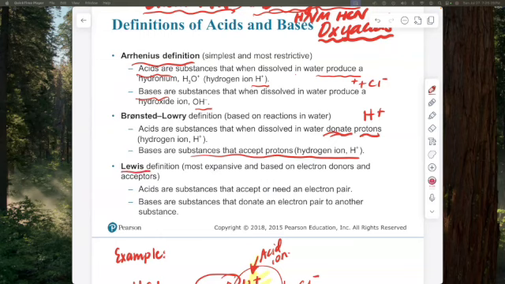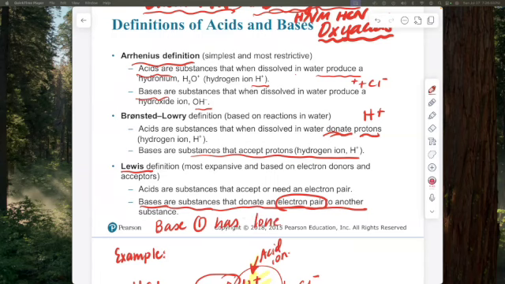When we go to Lewis' definition, it's actually the base that is donating something. Remember, in Bronsted-Lowry, it was the acid donating a proton. In Lewis's definition, it's the base donating something. What is the base donating? First of all, the base has an electron pair, right? And then it's able to donate that electron pair to the other substance. So base, according to Lewis, number one, has lone pair electrons. That's the first requirement. Number two, donates it.